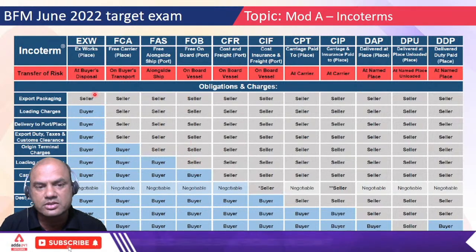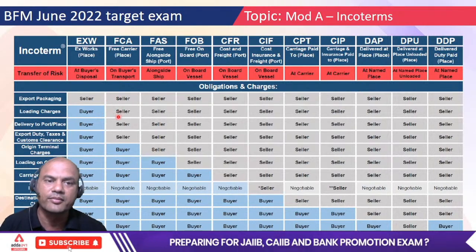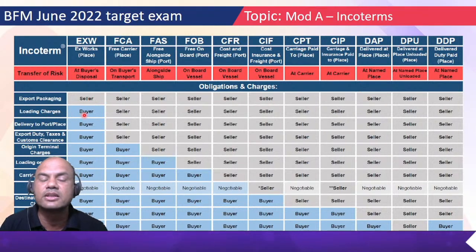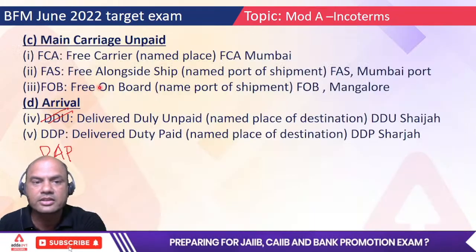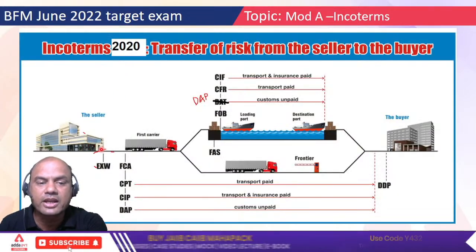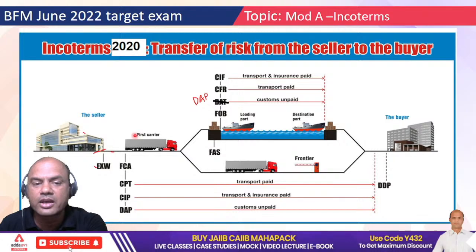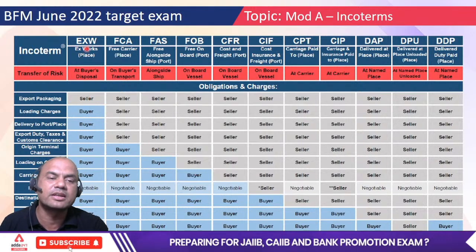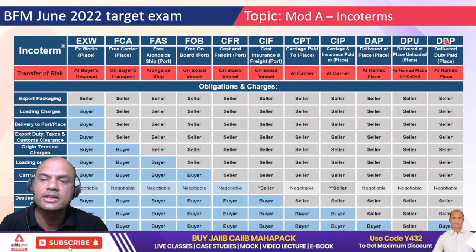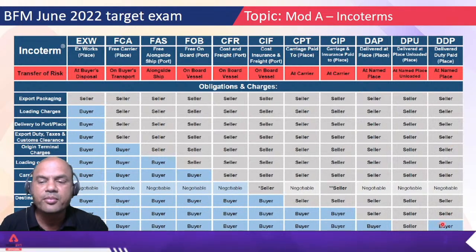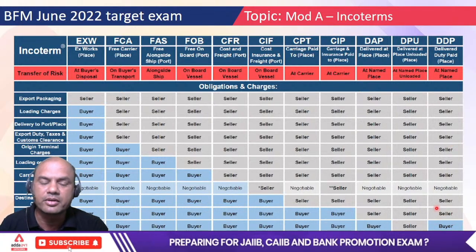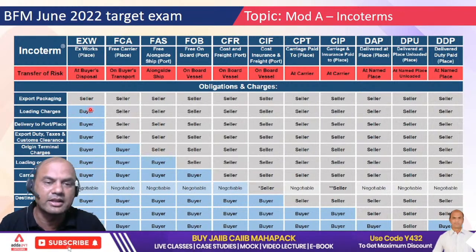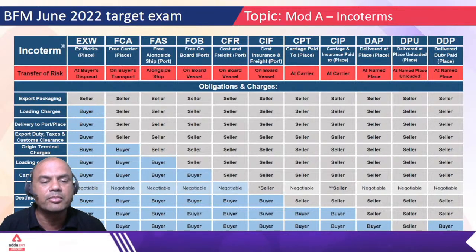I'll go for EXW also because I'll cover 2-3 main Incoterms over here. In EXW, export packaging is done by the seller. Loading into the truck at the seller's godown: I am just putting it outside my gate, and loading from there onto the truck is done by the buyer. So the best for the seller is always EXW. The best for the buyer is always DDP, with only one responsibility on the buyer. In EXW the seller only does packaging and keeps it outside the gate, and everything else is borne by the buyer.